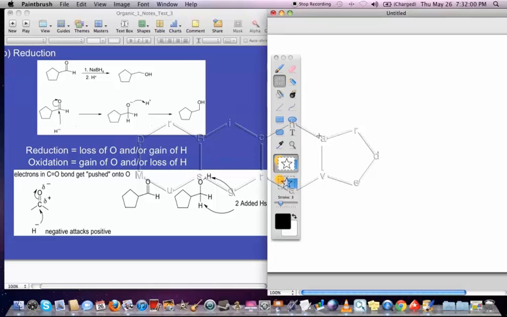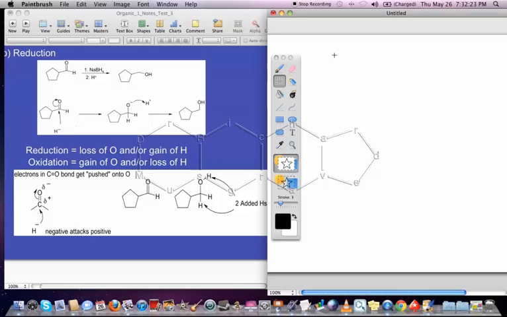I'd like to talk now about reduction. This is another way that we can form alcohols. And before we do that, let's talk about what reduction and oxidation actually are. Now, reduction in organic chemistry can be defined as being the loss of oxygen and/or gain of hydrogen, while oxidation can be defined as being the gain of oxygen and/or loss of hydrogen.